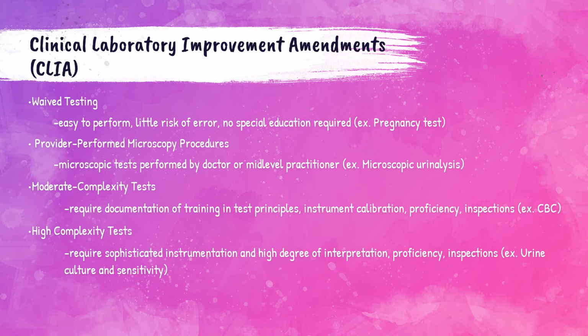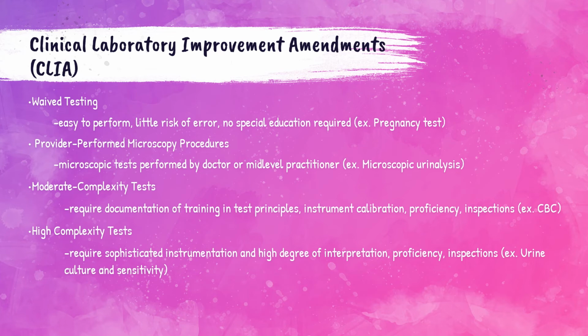The next level of classification are the moderate complexity tests. These are tests that CLIA has determined require anyone who performs them to have documentation of training in the test principles and instrument calibration. Moderate complexity tests require proficiency testing and require laboratories who perform them to be inspected. An example of this type of test is a complete blood count, also called a CBC. This is a test run in an analyzer that gives counts for red blood cells, white blood cells, hemoglobin, hematocrit, etc. on a patient's whole blood sample.